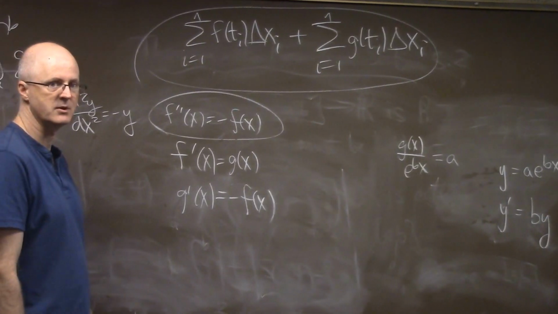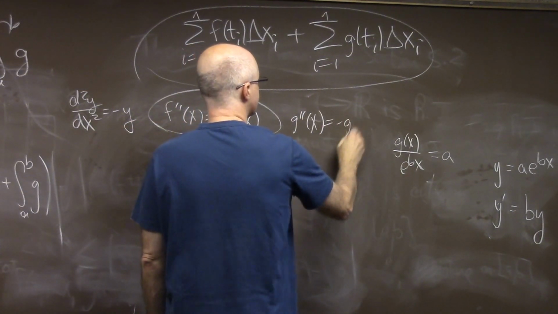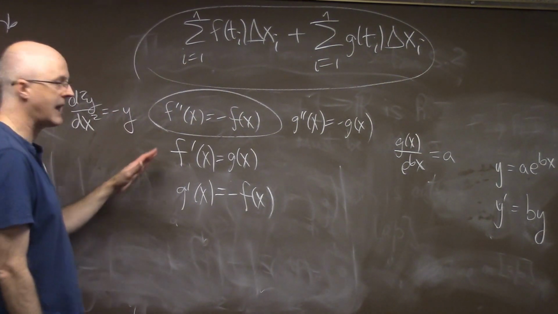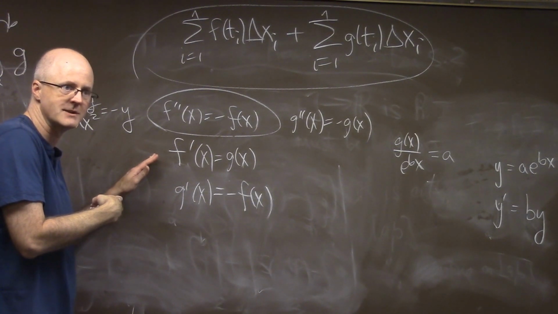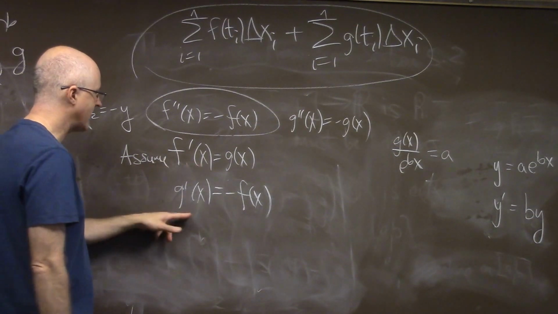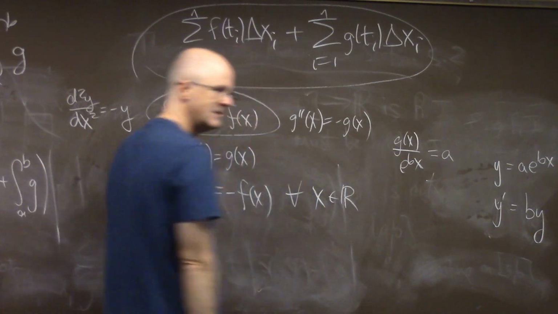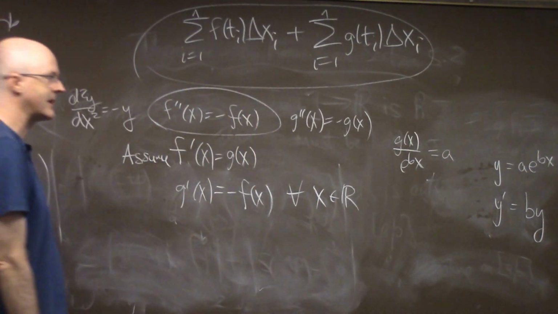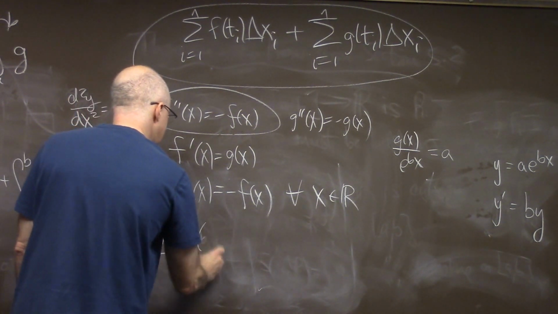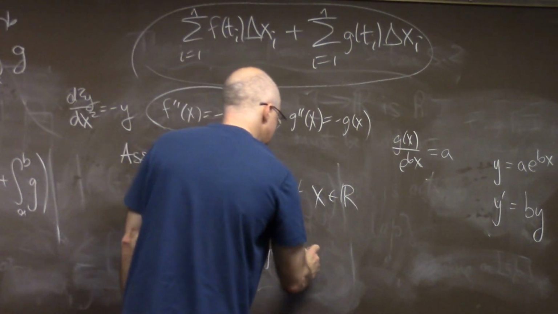G is going to satisfy a similar differential equation. G double prime will also equal the opposite of itself. And I've also often said, okay, you can do this without knowing about differential equations. I could say, just assume this is true, that this is true and this is true for all x. Make that assumption. You don't have to know about differential equations. And the conclusion I might ask you to prove is, amazingly, f of x squared plus g of x squared is a constant.